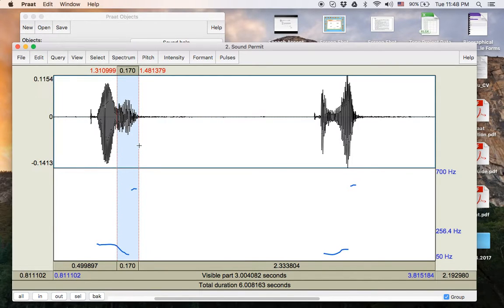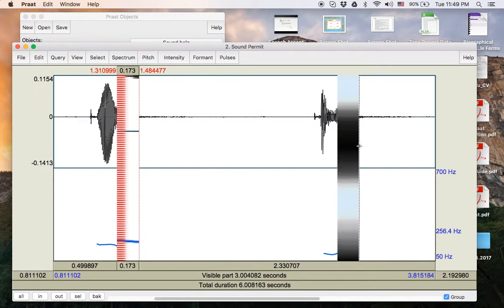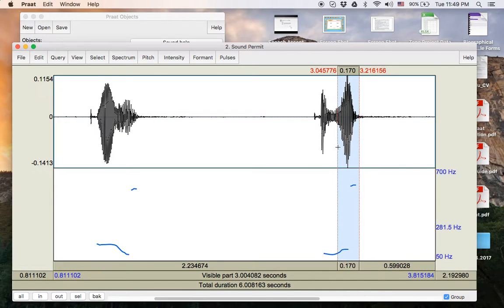Each syllable is a kind of ellipse-like shape. So you can see that for the word permit, the first syllable is much stronger. Per. The per is much stronger. However, for the word permit, the second syllable is stronger. Mit. Right? Per. Mit.